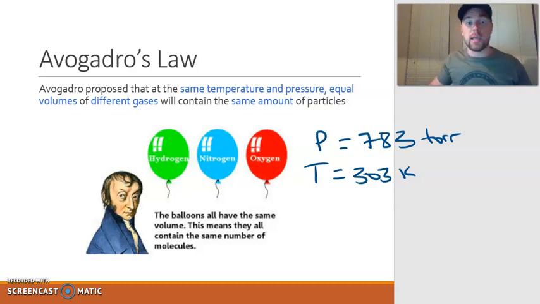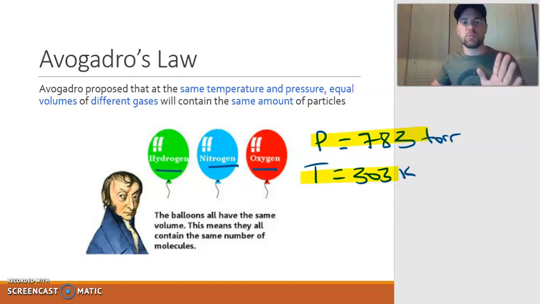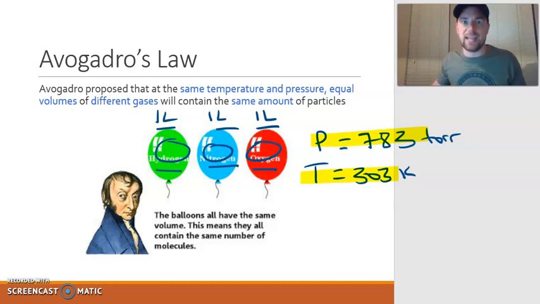So what he's saying is, as long as that pressure and temperature remain constant, the room doesn't get hotter or the temperature doesn't get all crazy, then as long as they're the same, if you had different gases, so let's say you have hydrogen gas, nitrogen gas, and oxygen gas, these three gases, you would have equal volumes. Let's say you had 1 liter of this gas, 1 liter of this gas, and 1 liter of this gas. He's saying the volumes are equal, and therefore there must be the same amount of particles in those balloons.